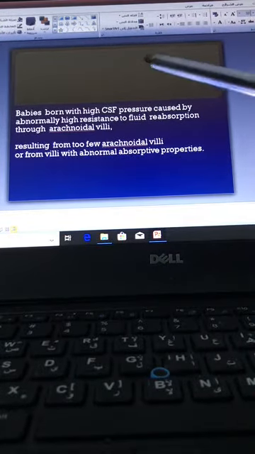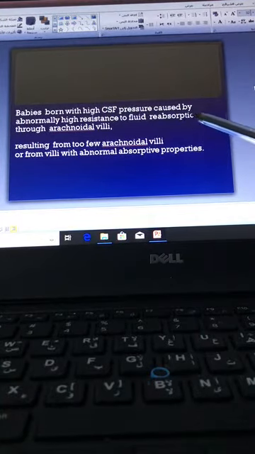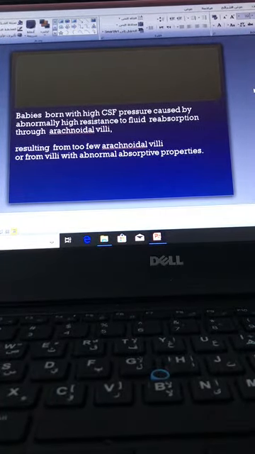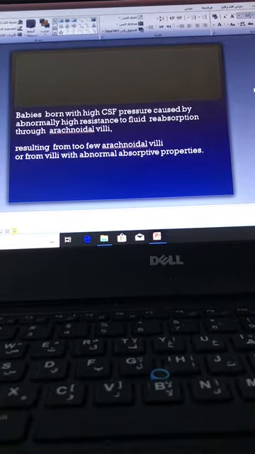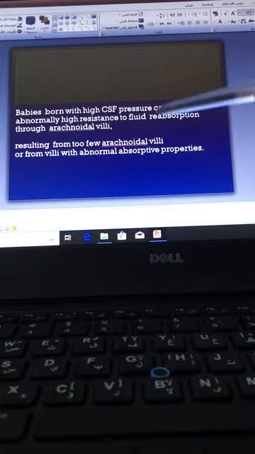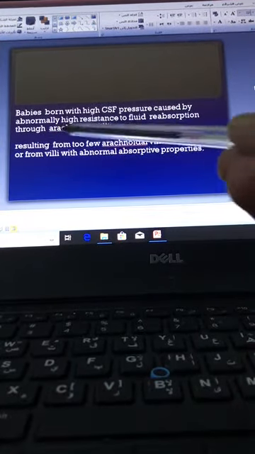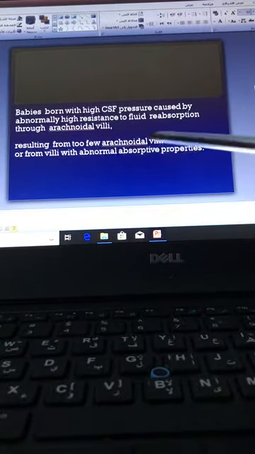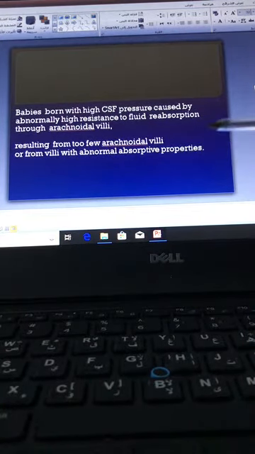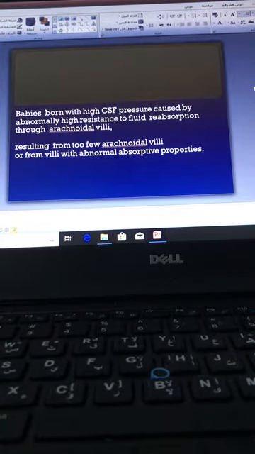Babies born with high CSF pressure caused by abnormally high resistance to fluid reabsorption through arachnoid villi. أحيانا أكو نوع من أنواع التشوهات الولادية أنه يولد الطفل high CSF pressure بسبب مشكلة بآلية reabsorption of the CSF عن طريق الarachnoid villi, resulting from too few arachnoid villi or from villi with abnormal absorptive properties. مشكلة إما وظيفية أو من حيث العدد، وهذه يعني مشكلة خلقية ولادية.